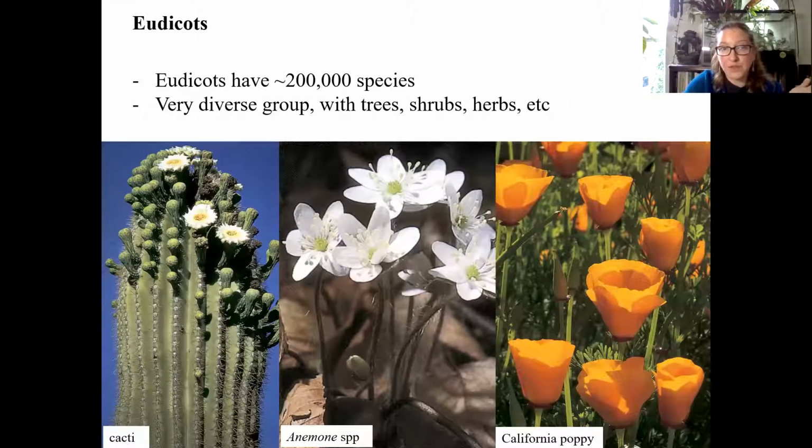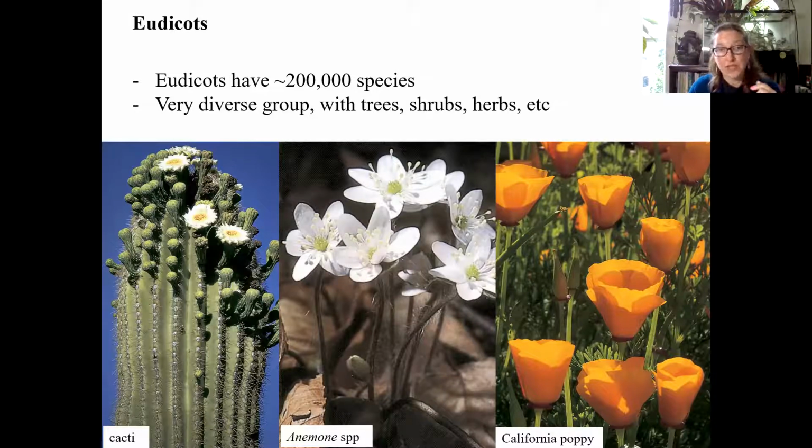Here are some examples of what they look like, right? So here we have some Eudicots. Eudicots have about 200,000 species in them. So remember, the angiosperms have about 366,000 species, and of those 366,000 species, 200,000 of them are Eudicots. So that's the largest group of the angiosperms. And of course, if it has 200,000 species, it's going to be very diverse. You have trees, shrubs, herbs, etc.